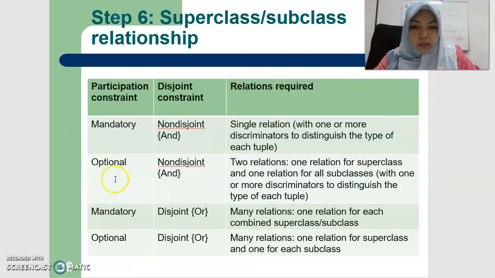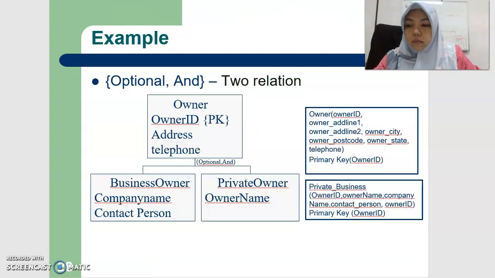Next, the second one is optional and. So for optional and, we will have 2 relations: one relation for the superclass and one relation for all the subclasses. You see the example here. So here we have optional and as the constraint. So for the superclass, we have owner, owner ID, address, and telephone. The primary key is owner ID.